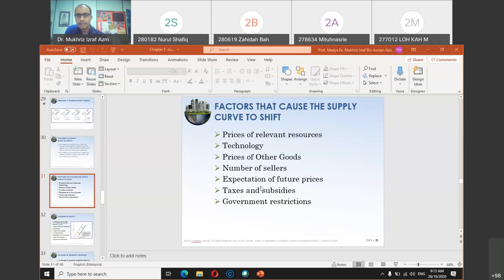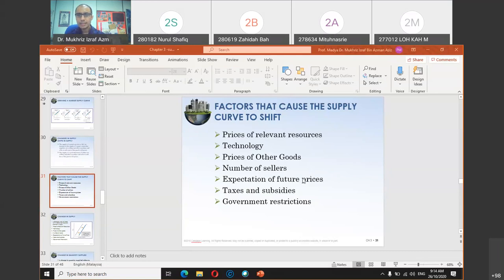Okay. Expectation of future price. If the seller expects that in the future the price will go down, for example, now because of COVID, let's say people expect that in the next few months the COVID cases will continue to increase, or maybe in the near future there will be another MCO or lockdown. People cannot go out as freely as now. So because of that, the price goes down, because people cannot go out and buy. So if they expect the price in the future to go down, then sellers will increase the supply now because they want to take advantage of the current price of the good. If they expect the price to increase in the future, they want to sell less now and sell more in the future.